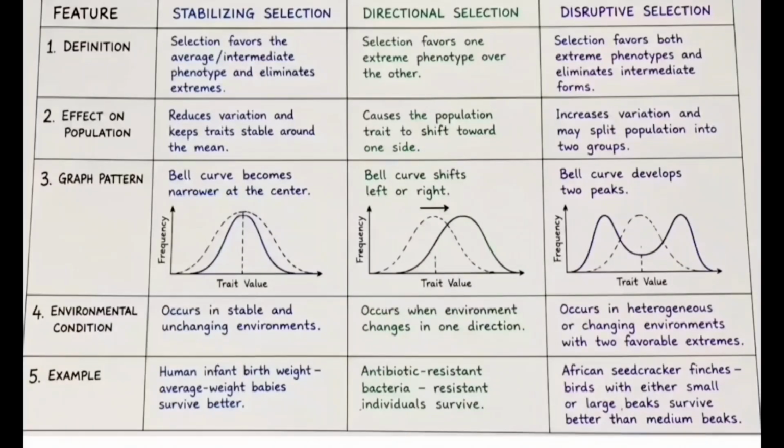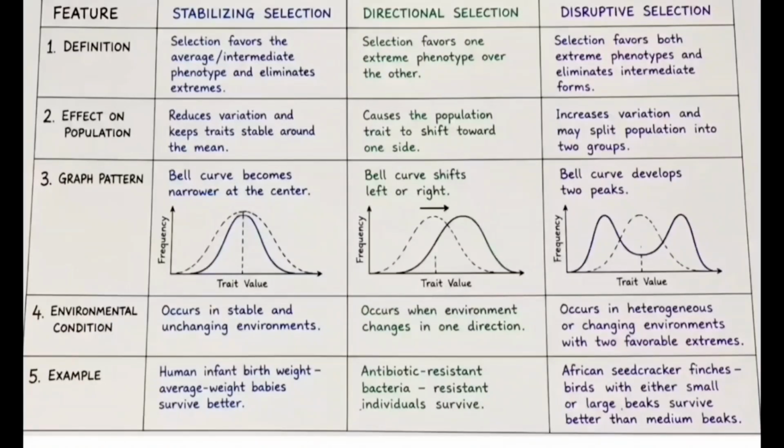Environmental condition: occurs when the environment changes in one direction. Example: antibiotic resistant bacteria. Resistant individuals survive more. Another example of it is industrial melanism.